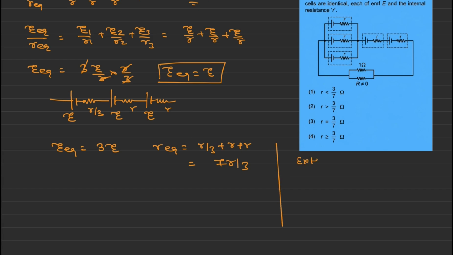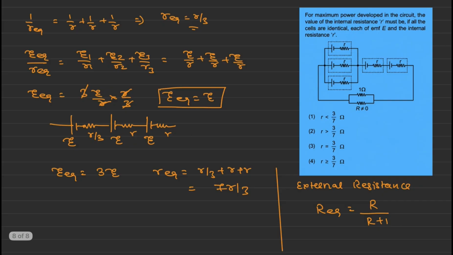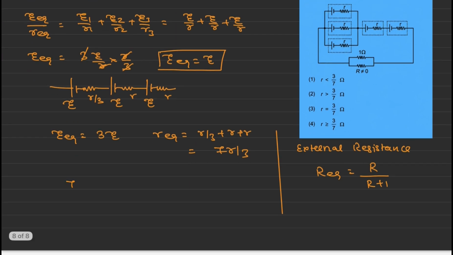Let us talk about the external resistance. External resistance value will become equal to what? You can say they are in parallel combination. So R equivalent value will become product upon sum. R into 1 will become R divided by the sum of them, which is R plus 1. Okay. Now, in the question they have asked, find the maximum power developed in the circuit for the value of internal resistance R must be. Maximum power will be developed when internal resistance is equal to what here? External resistance. So what is the value of internal resistance we have got over here? 7R by 3. That must be equal to R divided by R plus 1.